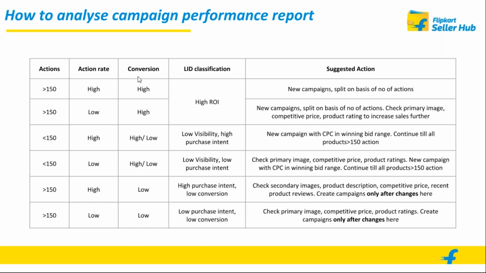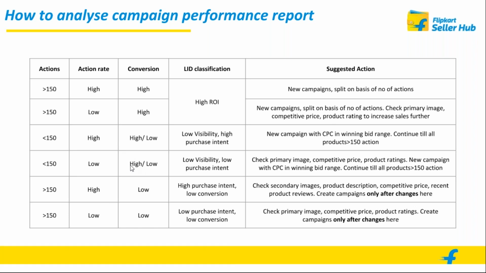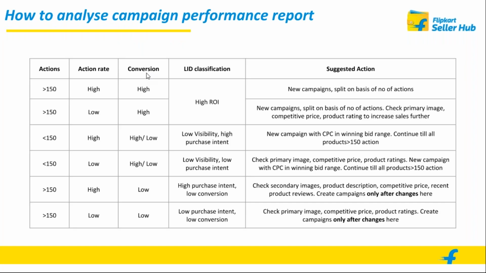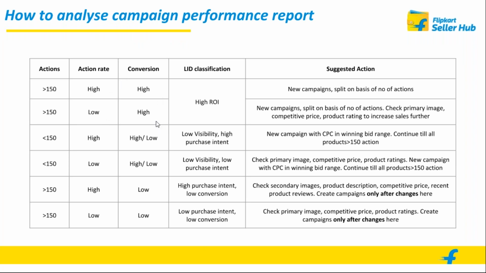Now, you'll find a lot of high, low, and these kinds of things. What is high, what is low? To understand that, we also have a table here, which will give you the medium values for the conversion as well as the action rate. So for each campaign, you can just refer back to this table, see in which category it falls, and hence decide whether, at each product level, the action rate is high or low, and similarly for conversion. You can decide that.